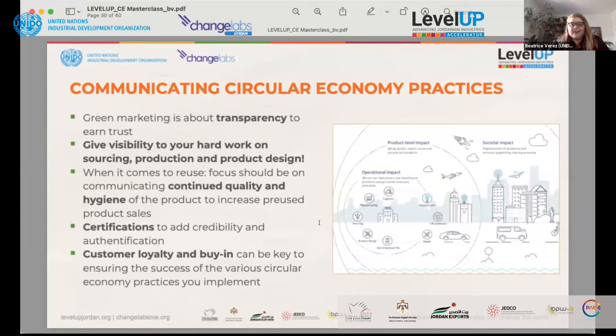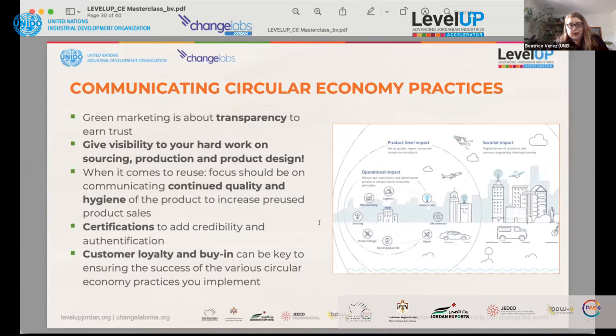So this is definitely one of the transversal themes of this masterclass, which is, if you're going to do the hard work of trying to design and think about circular economy and sustainability throughout your process, you have to communicate that to your customer. And the key value that customers are interested in is transparency when it comes to circular economy and green marketing in general. It's about transparency and how across your value chain you are practicing the principles that you are talking about in how you sell your product. So it's really about giving visibility to your hard work when it comes to sourcing, production, and product design.